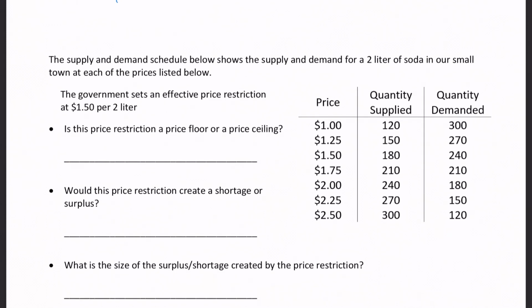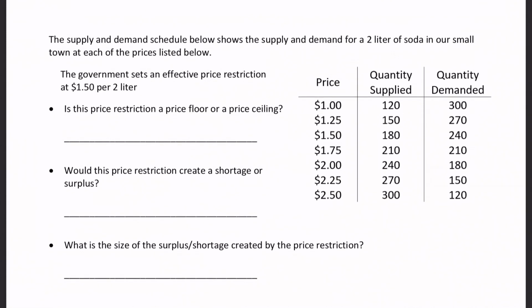So looking at the second example, let's say this is the supply and demand for 2 liters of soda in our small town. Again, first things first, we need to identify where exactly is our equilibrium. And if you notice at a price of $1.75, the amount that's being demanded is equal to the amount that's being supplied, because at that point, those things are equal, right? Now, the government sets an effective price restriction at a price of $1.50 per 2 liters. So we see that $1.50 is where that price restriction is occurring.